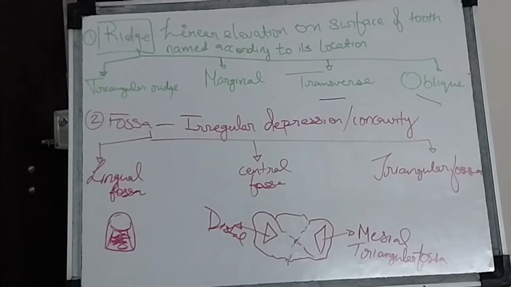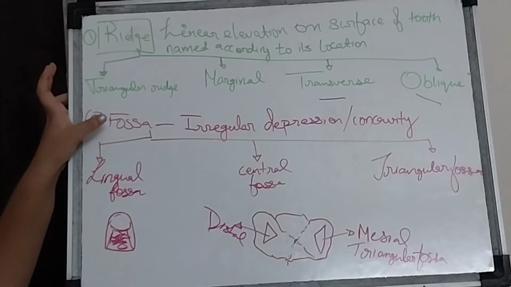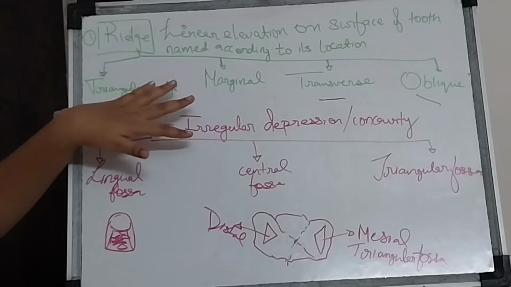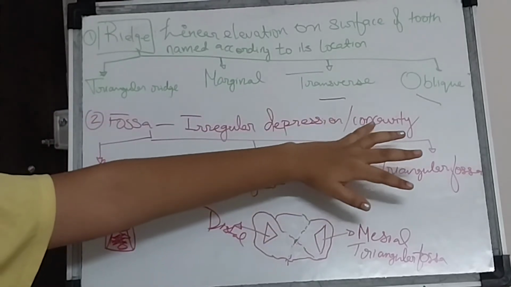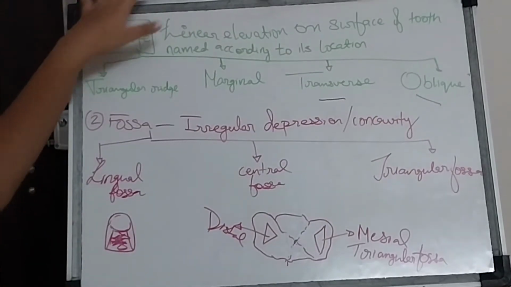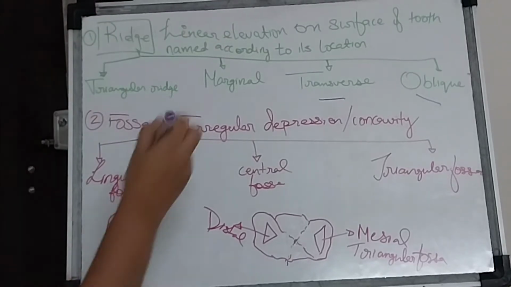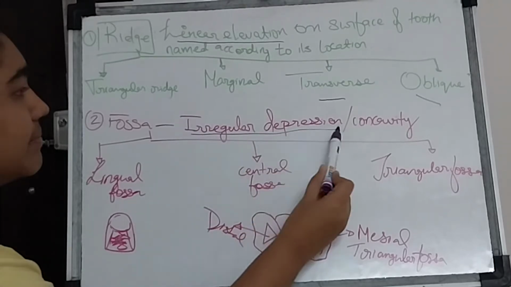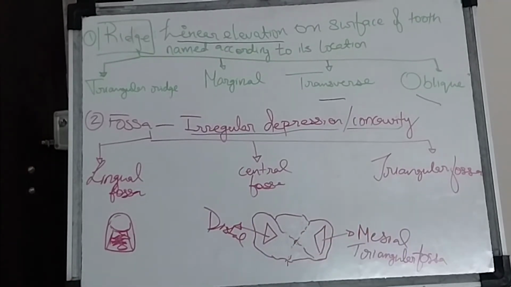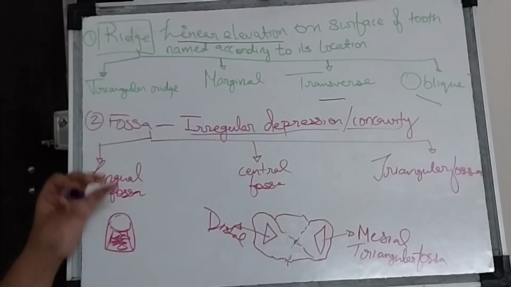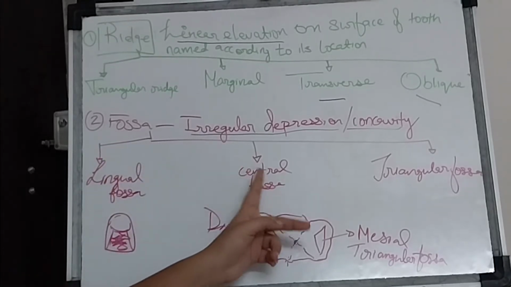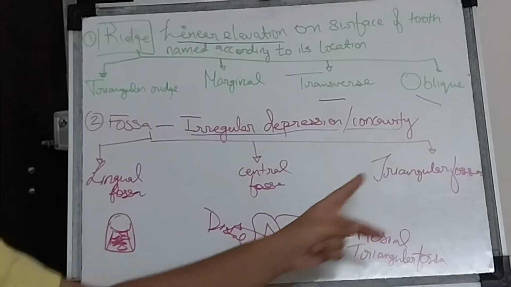Okay, and now coming to the types of fossa. Fossa is nothing but an irregular depression or concavity. Ridges were elevations, remember that. So ridges were linear elevations, while fossas are irregular depressions or concavities. Now the types of fossas are lingual fossa, central fossa, and triangular fossa.